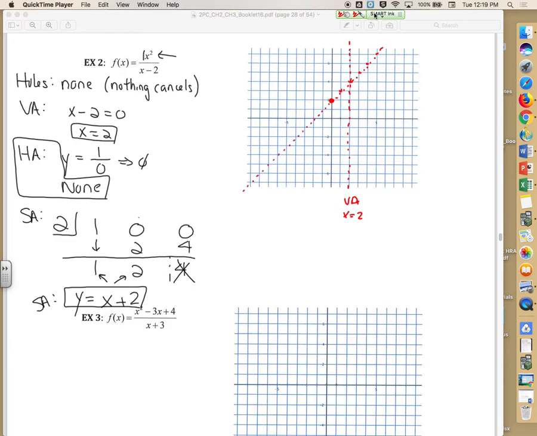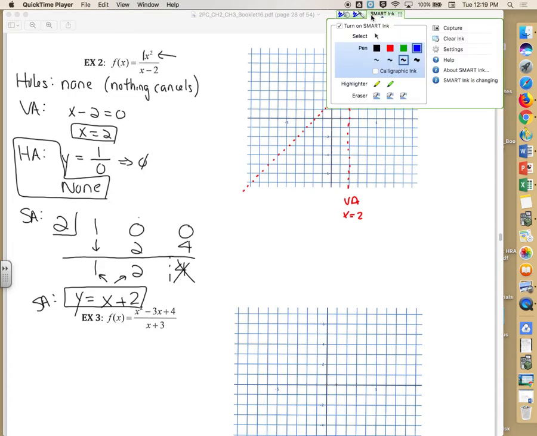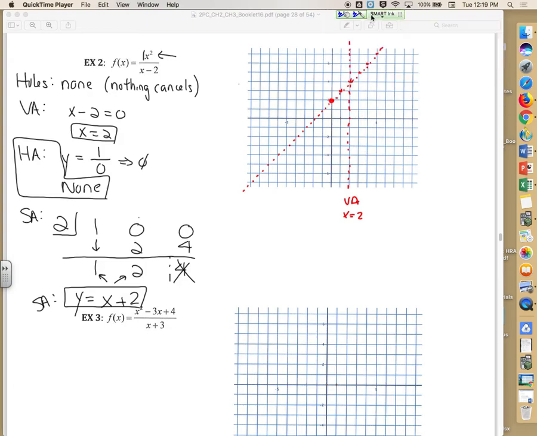So there's my 2 asymptotes. I don't have a horizontal asymptote. We need x and y intercepts, so let's go ahead and find them. So x-intercept, that's where we let y equal 0. So x-intercept, y equals 0.